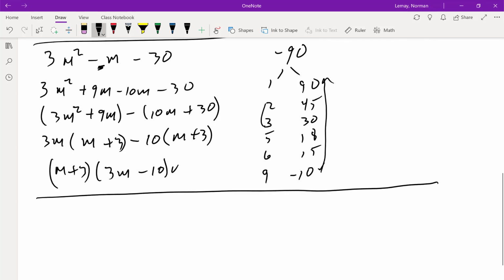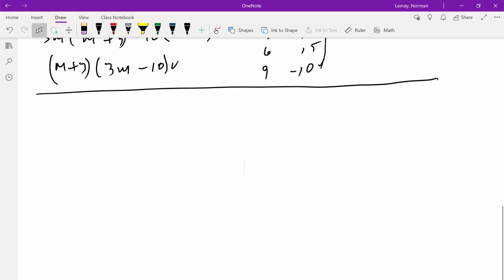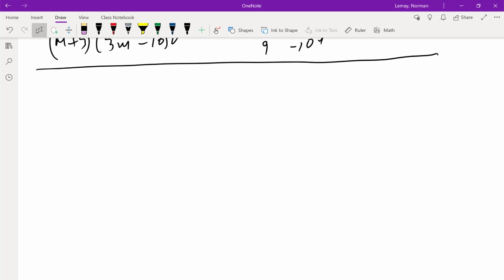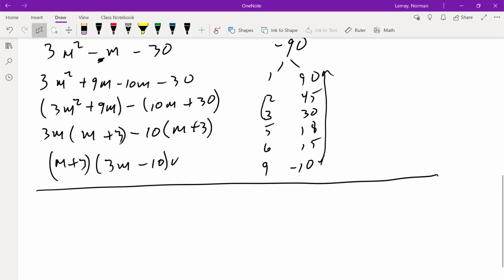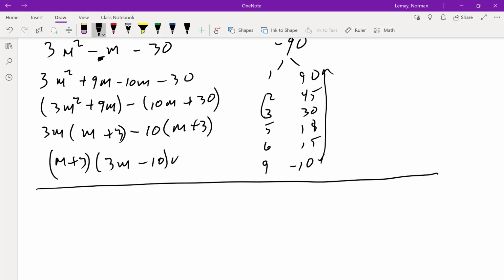Yeah, there's not much we can do. You just got to work your way through all those factors to see if you hit pay dirt. And let's just recall, if you do not hit the pay dirt, prime.